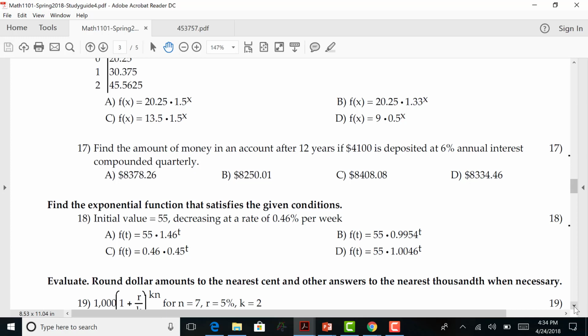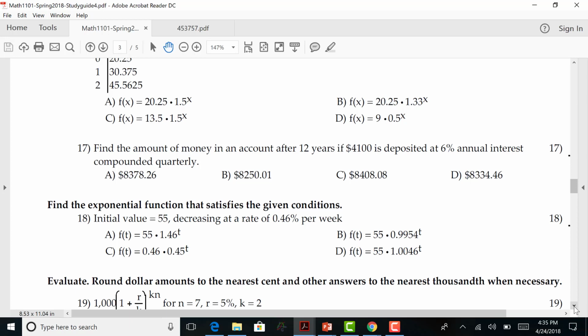Alrighty, so number 18, wait, I skipped 17. All right, number 17, find the amount of money in your account after 12 years if $4,100 is deposited at 6% annual interest compounded quarterly. Am I using the periodic compounding, continuous, or lump sum? Periodic compounding? Okay, so with that said, I'm going to be using this formula over here.